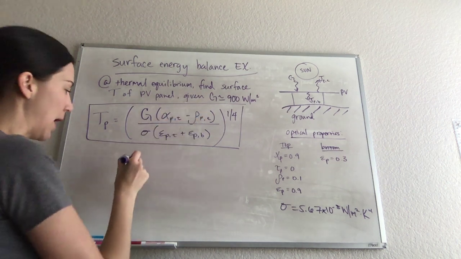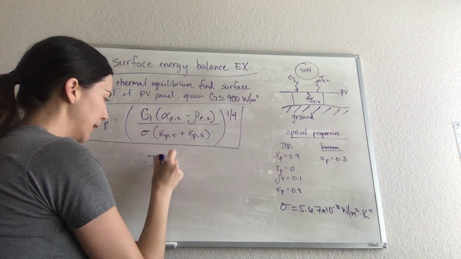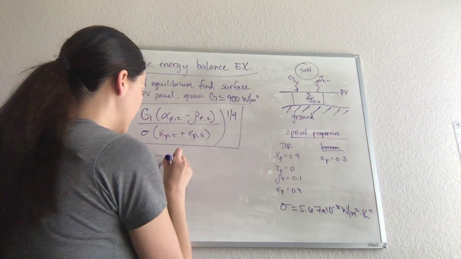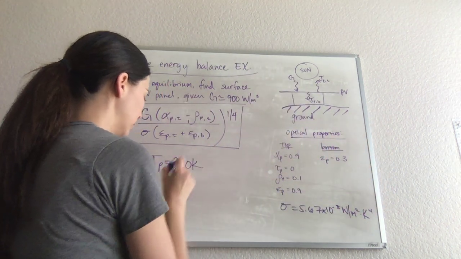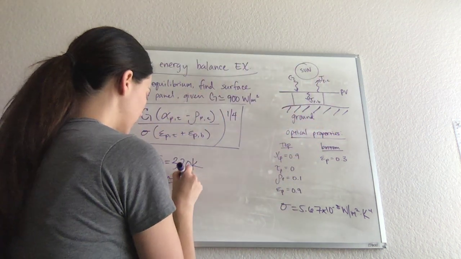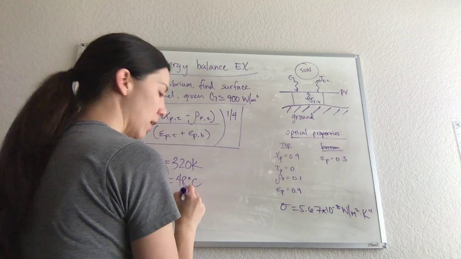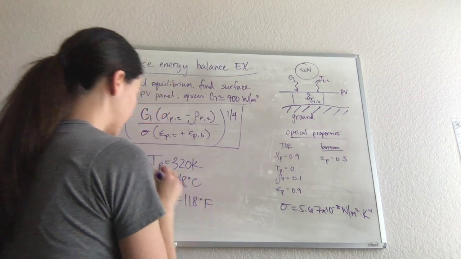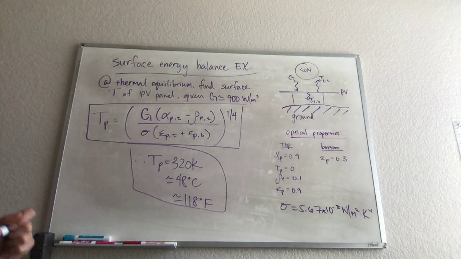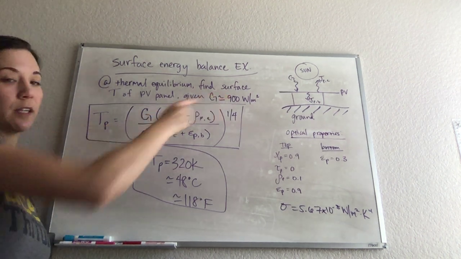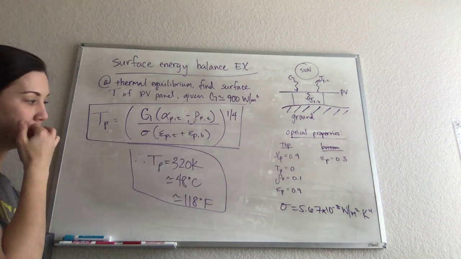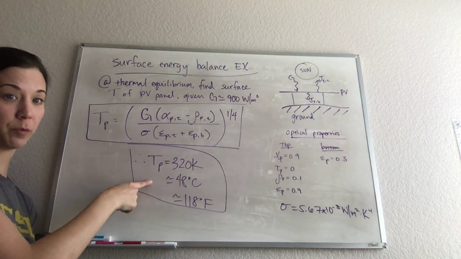If I do all that math, I get that the temperature of my panel is 320 Kelvin, which is about 48 degrees Celsius, which is about 118 degrees Fahrenheit. Nobody cares about Fahrenheit, but I put it in there just so we kind of have a feeling of what that means. So, given this incoming radiation on that surface with those optical properties, this is what the temperature of the panel would be.